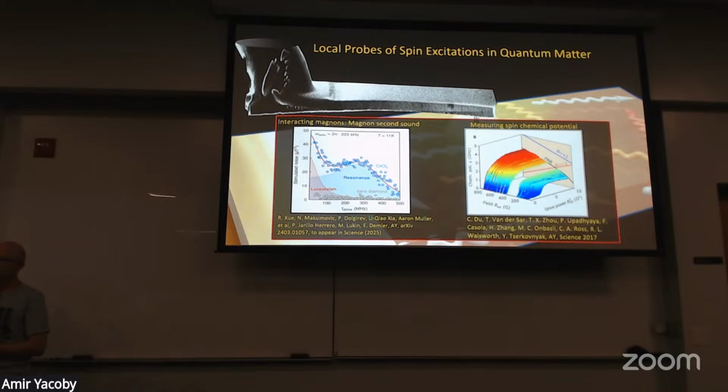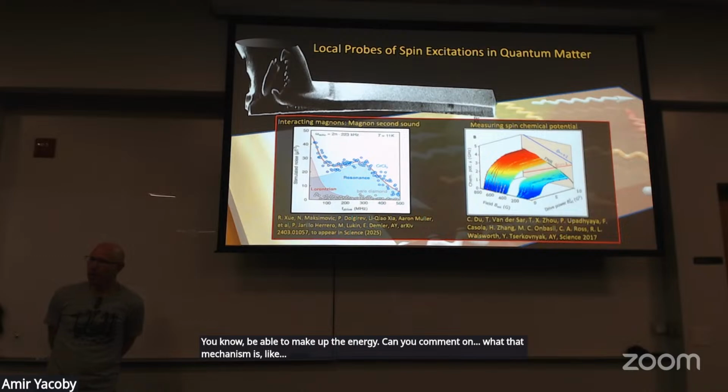It's not obvious how a microwave drive can couple to fluctuations in the number of magnons and be able to make up the energy gap. Can you comment on what that mechanism is? Like, how do these things actually couple?